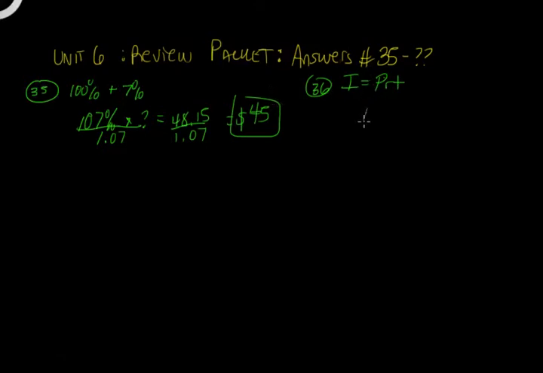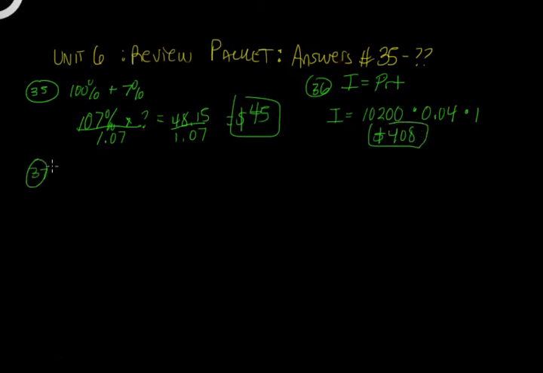So the deposit was $10,200. That's the principal. The rate is always written as a decimal, so 4% is 0.04. And 1 year, so times 1 year. So when we do that math, we end up with $408. And that's how much interest you earn. It's pretty nice.